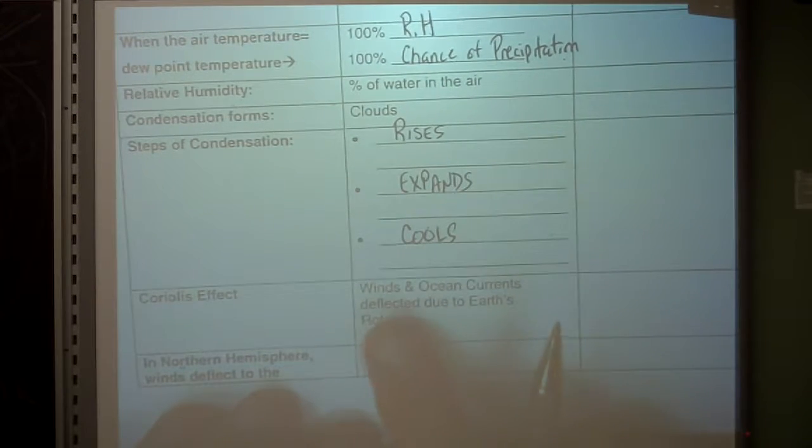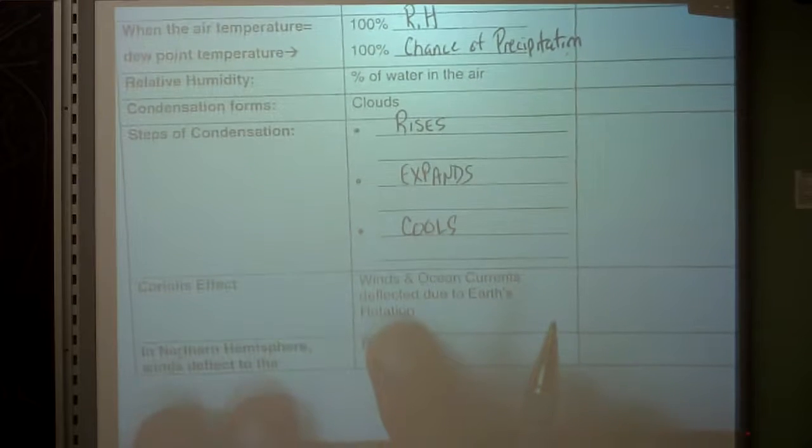The Coriolis effect is the deflection of things like wind and ocean currents due to the rotation of the Earth. And in the northern hemisphere things deflect to the right.